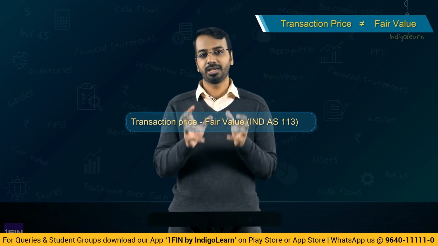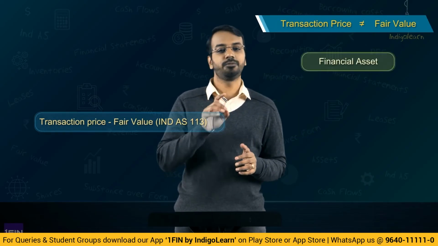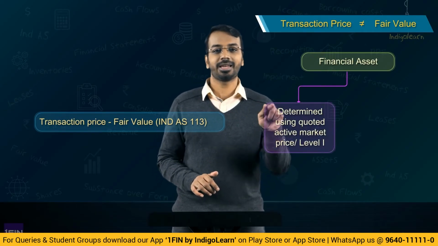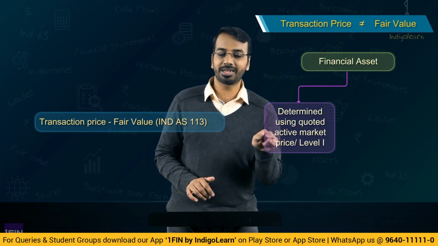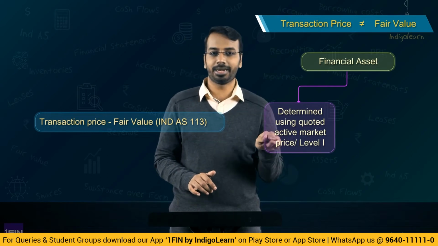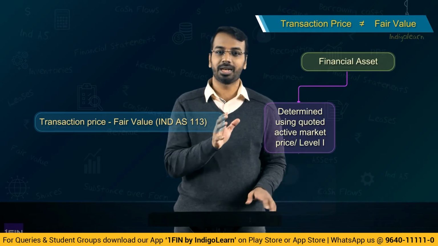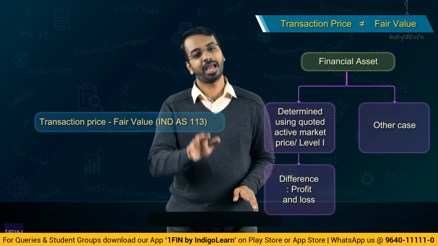Now, what is this fair value? Fair value is fair value as per Ind AS 113, and normally the transaction price reflects or represents the fair value. Now, in cases where transaction price is not equal to the fair value, what do we do with the difference? Here the standard says, check how the fair value was determined. If the fair value was determined using quoted prices in active market or using techniques which use only observable market data, basically the level 1 inputs, then in that case the difference will be taken to P&L. In other cases, the difference will be deferred and amortized, right?